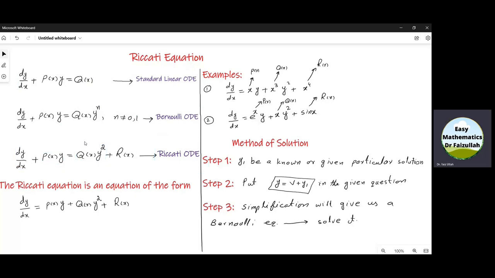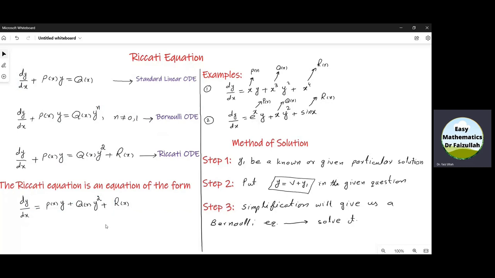Now we can see with q(x), there is y squared. The power 2 is fixed, n is equal to 2, plus r(x). Here again, p, q, and r are functions of only x. Generally, we say that the Riccati equation is an equation of this form, which is dy/dx equals p(x) y plus q(x) y squared plus r(x). Again, I will repeat, p, q, and r are functions of only x.